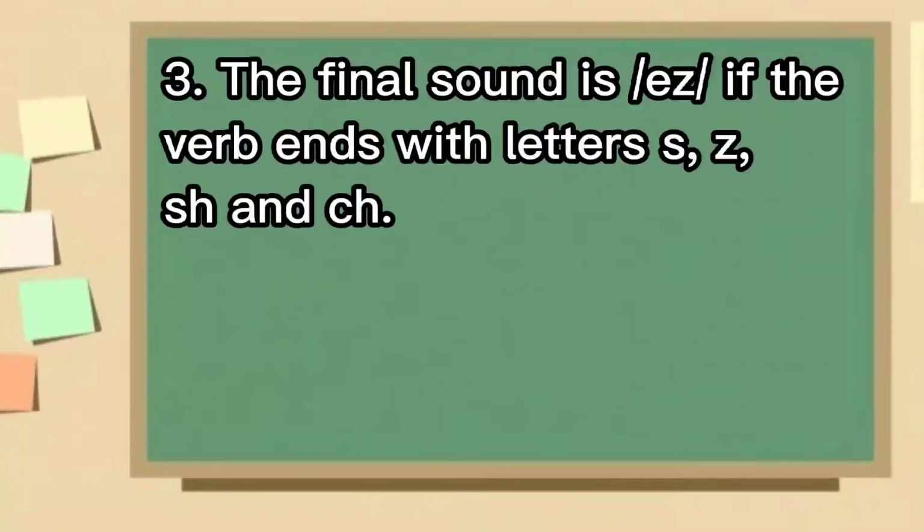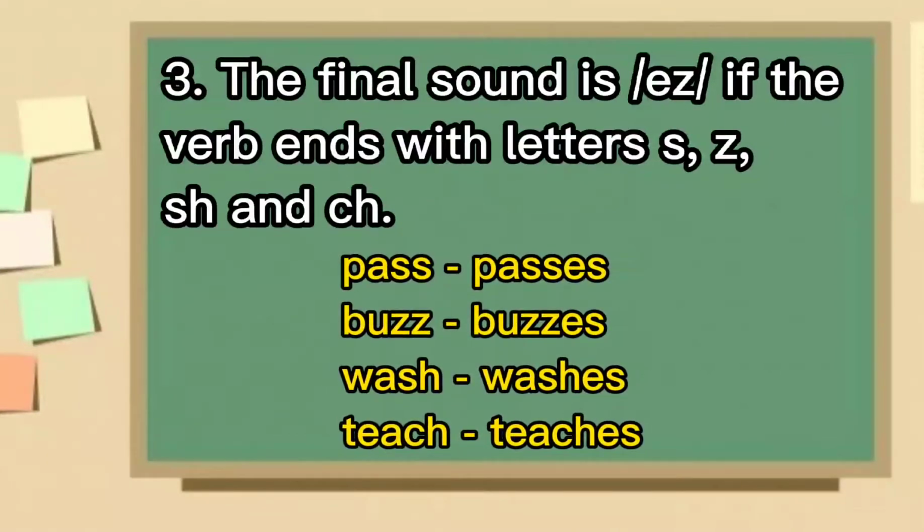The third and final sound is iz if the verb ends with the letters s, z, sh, and ch. Pass will become passes. Buzz will become buzzes. Wash will become washes. And teach will become teaches.